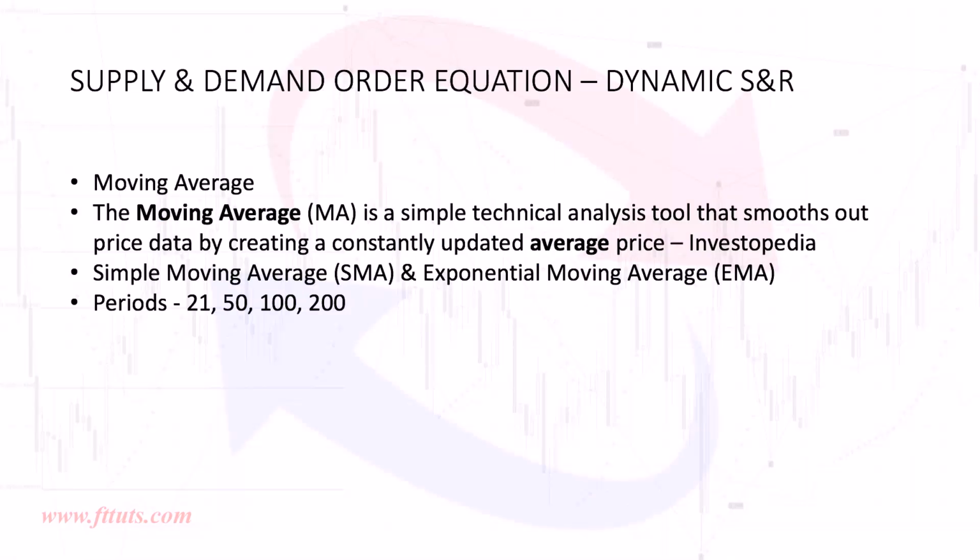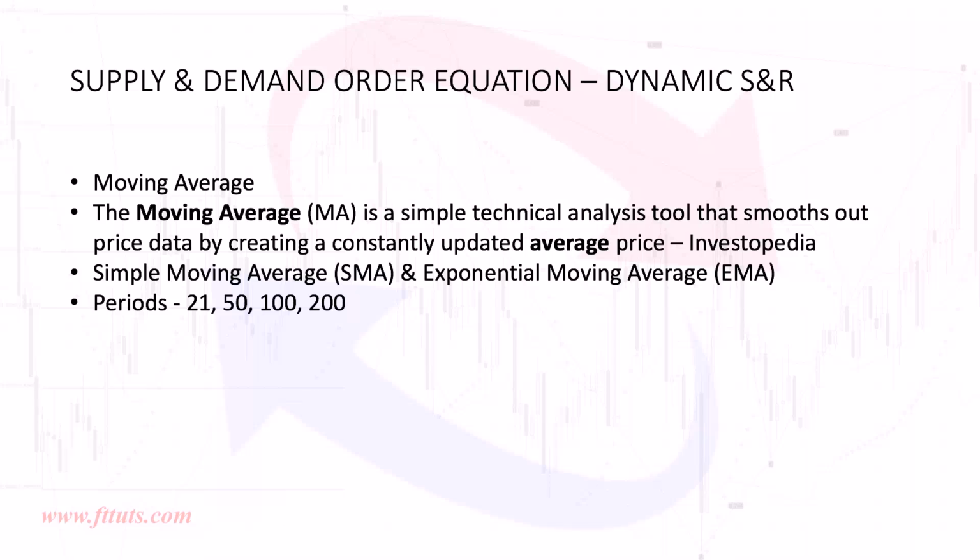So the next category of support and resistance is dynamic support and resistance, and it comes in the form of moving averages. Now, if you don't know what moving averages are, the moving average is a simple technical analysis tool that smooths out price data by creating a constantly updating average price, and that's from Investopedia. So the moving average is just an indicator, right? And you've got many calculations of a moving average, but the main moving average calculations are the simple moving average and the exponential moving average, right?